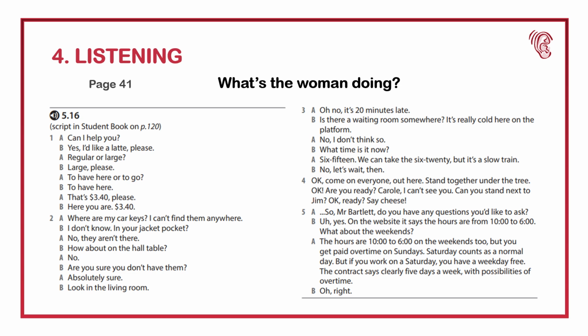But if you work on a Saturday, you have a weekday free. So that means if you work on a Saturday, then you can take, for example, Wednesday or Tuesday off. The contract says clearly 5 days a week with possibilities of overtime. So that means you can also work extra hours.